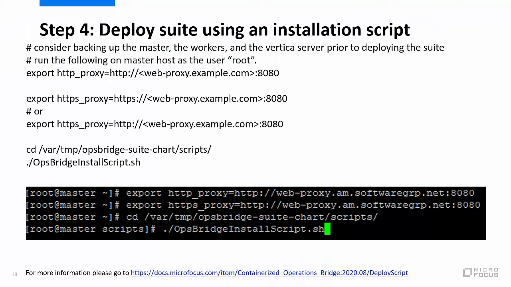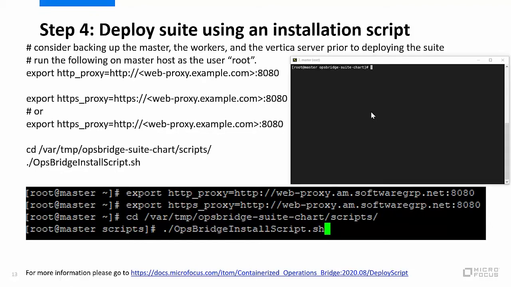Step 4 is to deploy the Containerized OpsB suite using an installation script. Consider backing up or taking a snapshot of the master, workers, and Vertica server prior to deploying the suite. Then we will execute the commands shown on the screen. Note that it may take an hour or so to complete the installation. The installation script will download the images from Docker Hub, so we will configure the proxy settings before running the script.